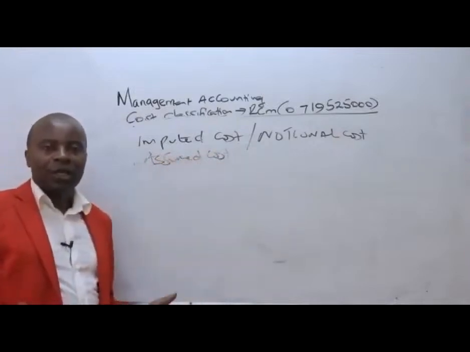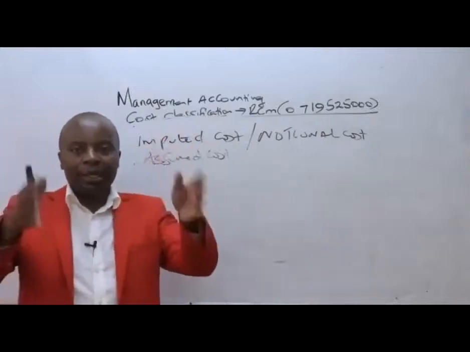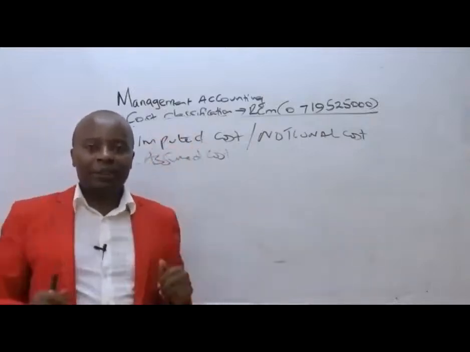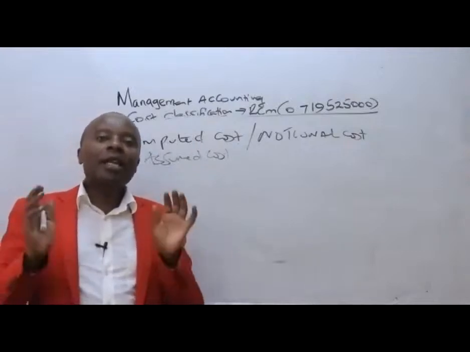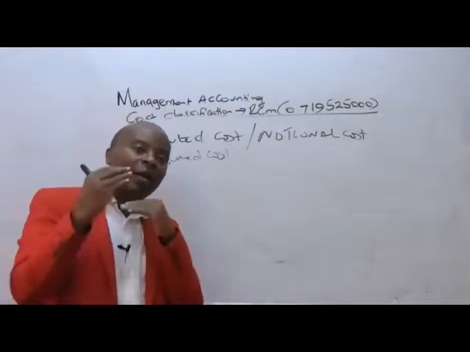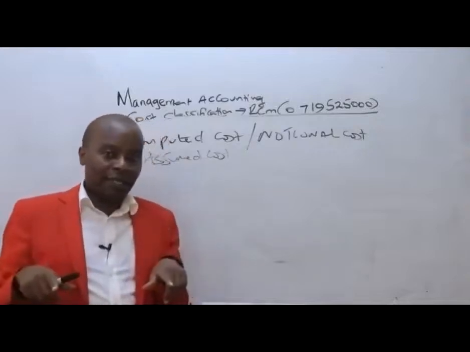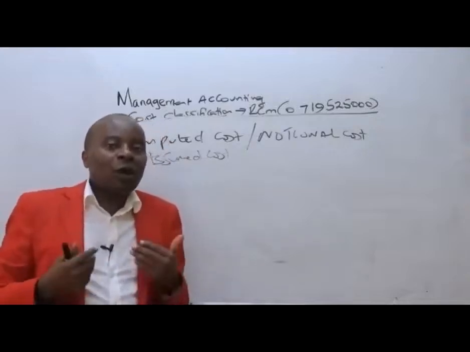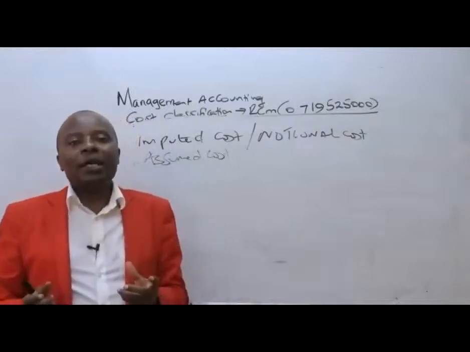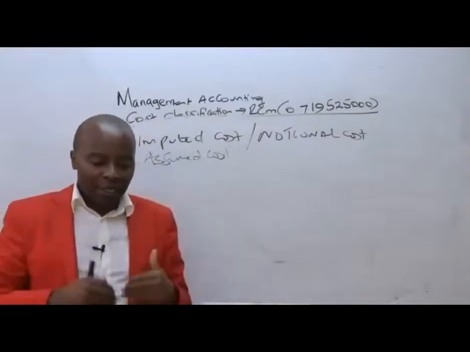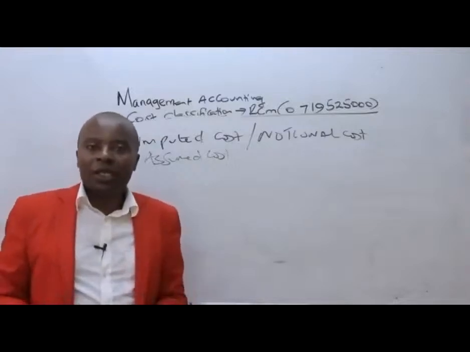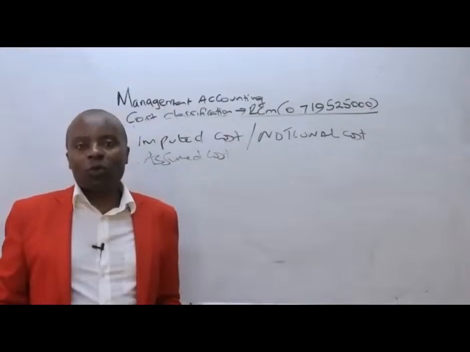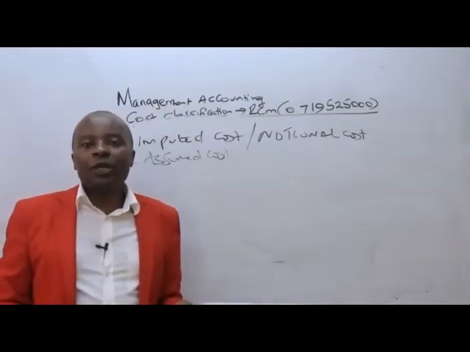For instance, if as a RCM we own a building, it will be very important for us in our income statement to have rent. We'll be assuming, like, if we were paying rent, how much rent would we have paid? So then in our income statement, we shall be charging rent. Of course, that rent doesn't exist. It's an assumed one. It's a hypothetical one. So it is notional. It is what you're imputing.